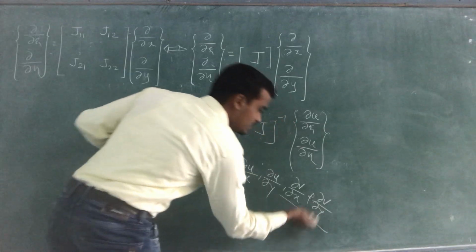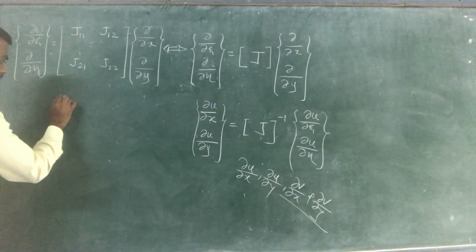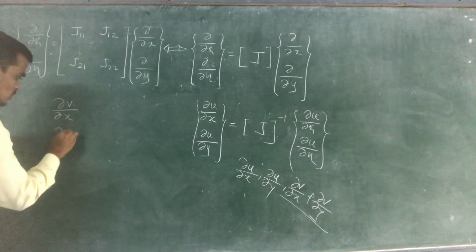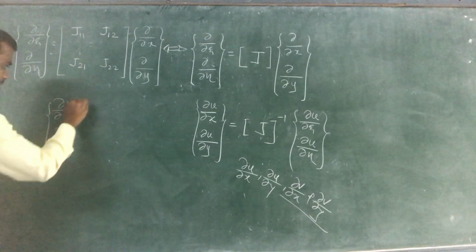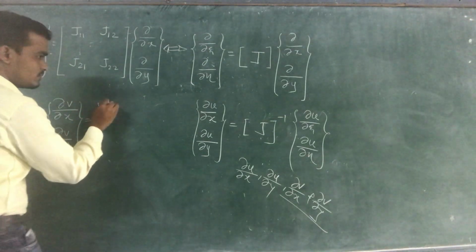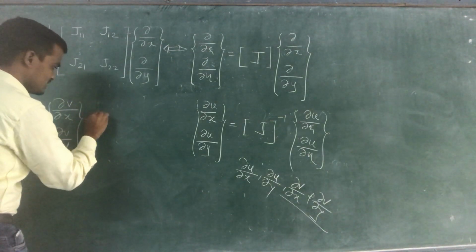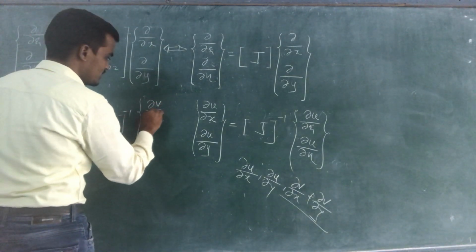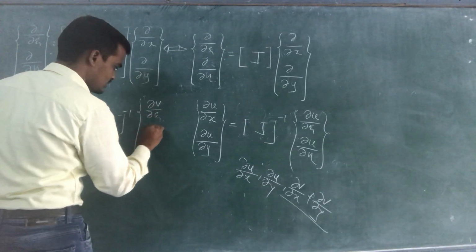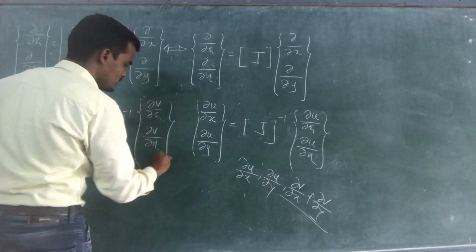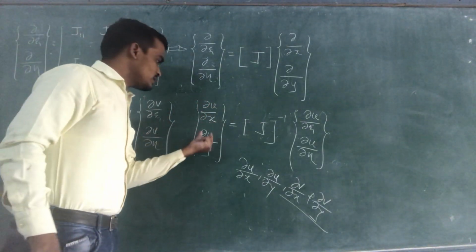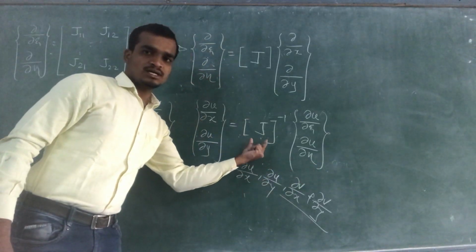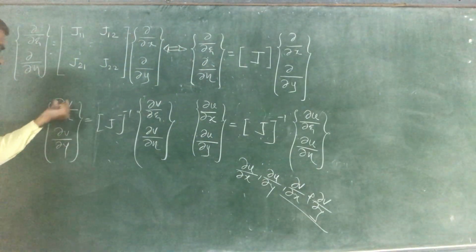Similarly, if we write in terms of v, we will get ∂v/∂x, ∂v/∂y equal to this J matrix, J inverse, into ∂v/∂ζ, ∂v/∂η. So it means we can write ∂u/∂x, ∂u/∂y in terms of ∂u/∂ζ, ∂u/∂η by using this inverse Jacobian matrix. Similarly, we can write in terms of the v parameter.